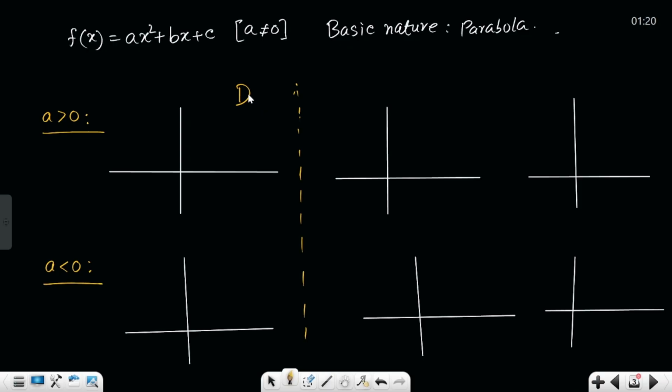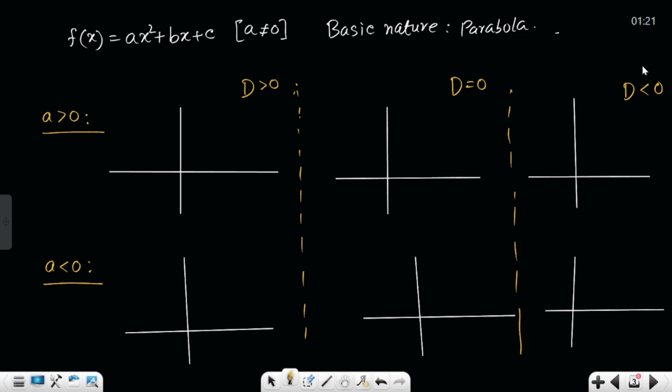is greater than 0. For D greater than 0, I will make it something upwards. The second one, for both cases, is for D equal to 0, and the third one is D less than 0. I hope you know all the meaning and nature of discriminants, I discussed that. So now we will draw the graphs.